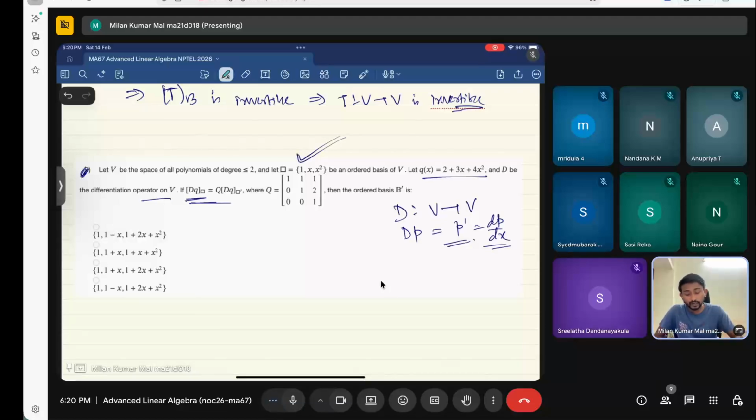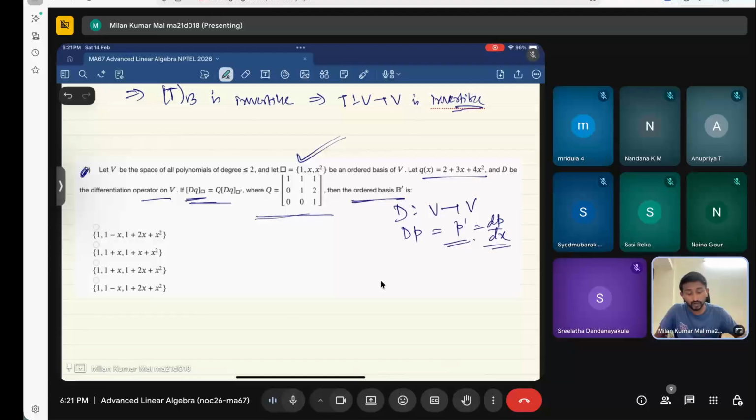Okay, and let Q be a matrix, given. So it is said that if the coordinate vector of Dq is equal to Q into the coordinate vector of Dq with respect to another ordered basis beta dash, B dash, then what is B dash?